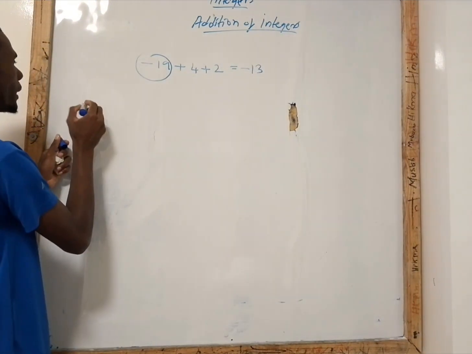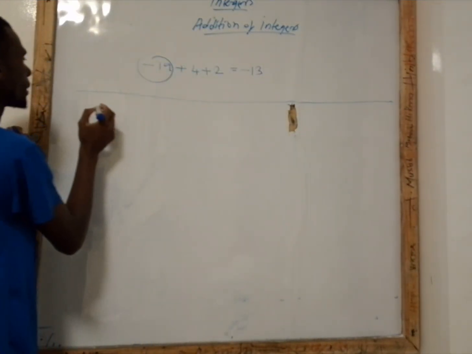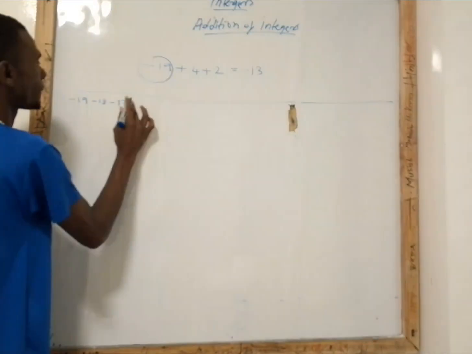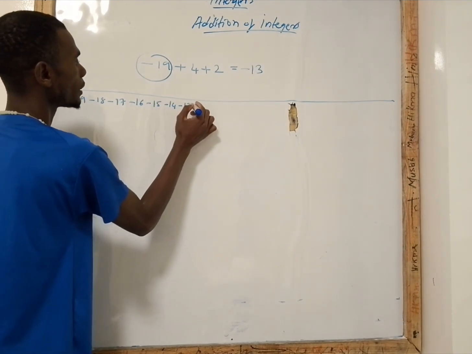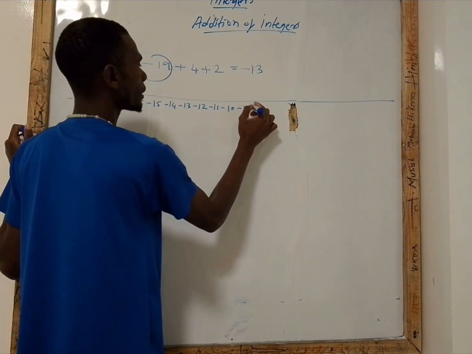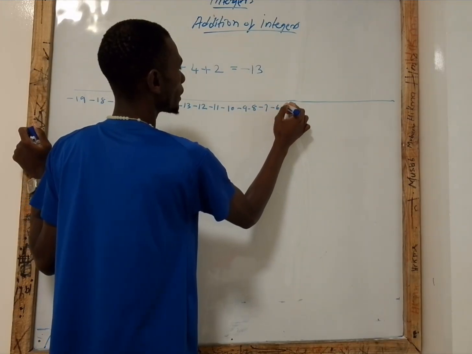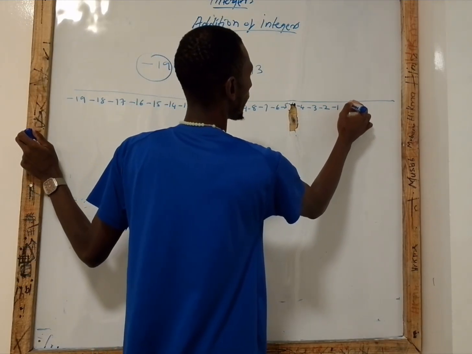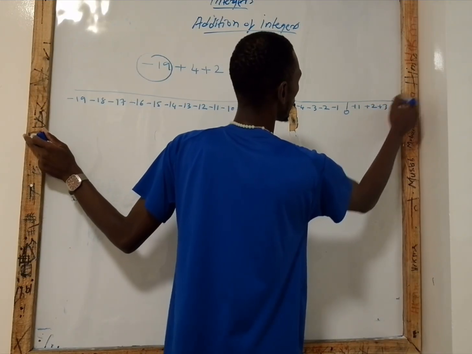So we will draw our number line from here. Let's start from negative 19 because this is the farthest. Negative 18, negative 17, negative 16, negative 15, negative 14, negative 13, negative 12, negative 11, negative 10, negative 9, negative 8, negative 7, negative 6, negative 5, negative 4, negative 3, negative 2, negative 1. Then we have 0. From there we have positive 1, positive 2, positive 3 onwards.